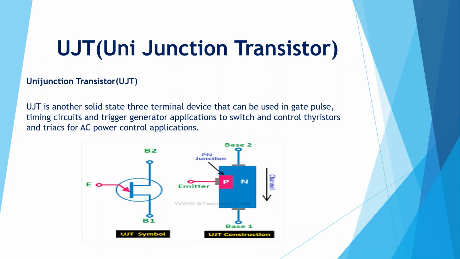As you keep on increasing the reverse bias voltage, the number of free electrons will keep on increasing, and at a certain voltage there will be a large amount of free electrons available which will take part in the process of conduction. So that voltage at which current starts flowing in a reverse bias PN junction diode is called the avalanche breakdown voltage.